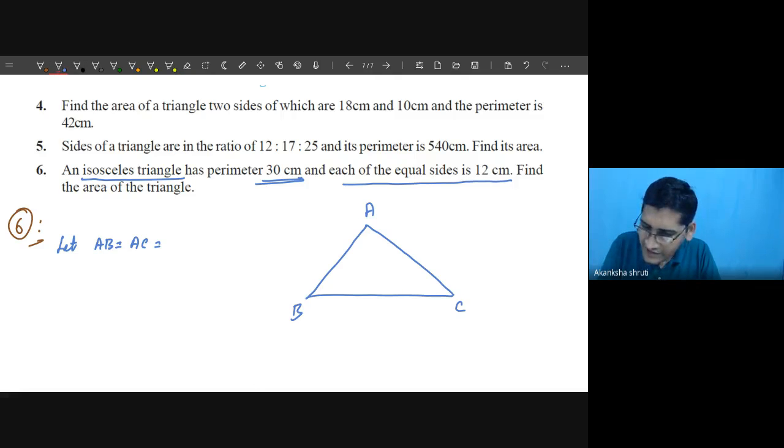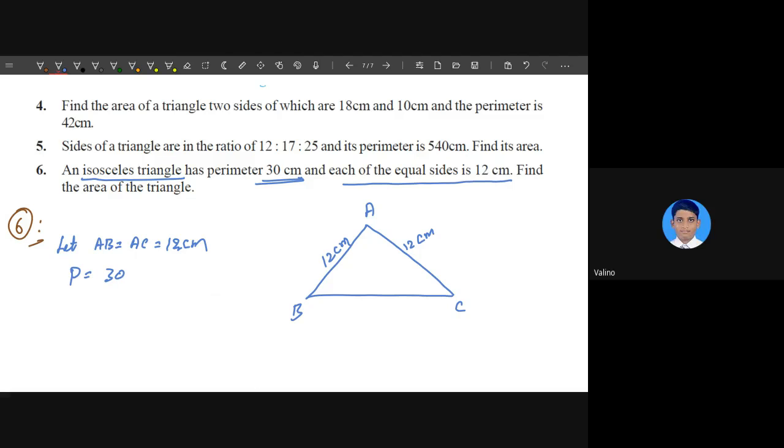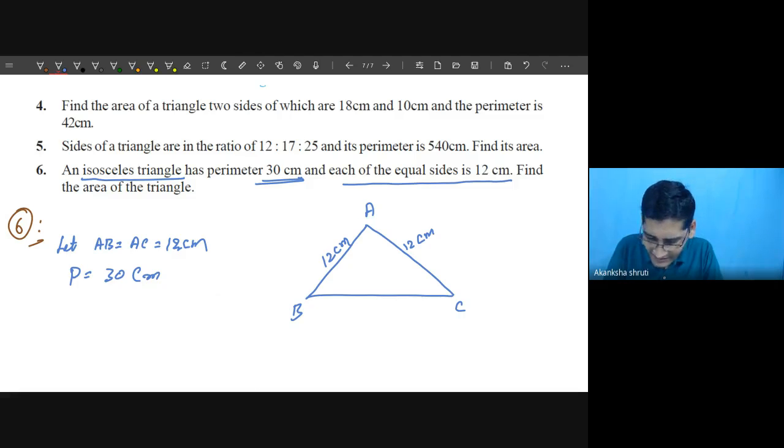The perimeter is 30, but the equal side length is 12 centimeter. So put 12 centimeter here and 12 centimeter here. It is also given that the perimeter is 30 centimeter. You need to find the area of the triangle.